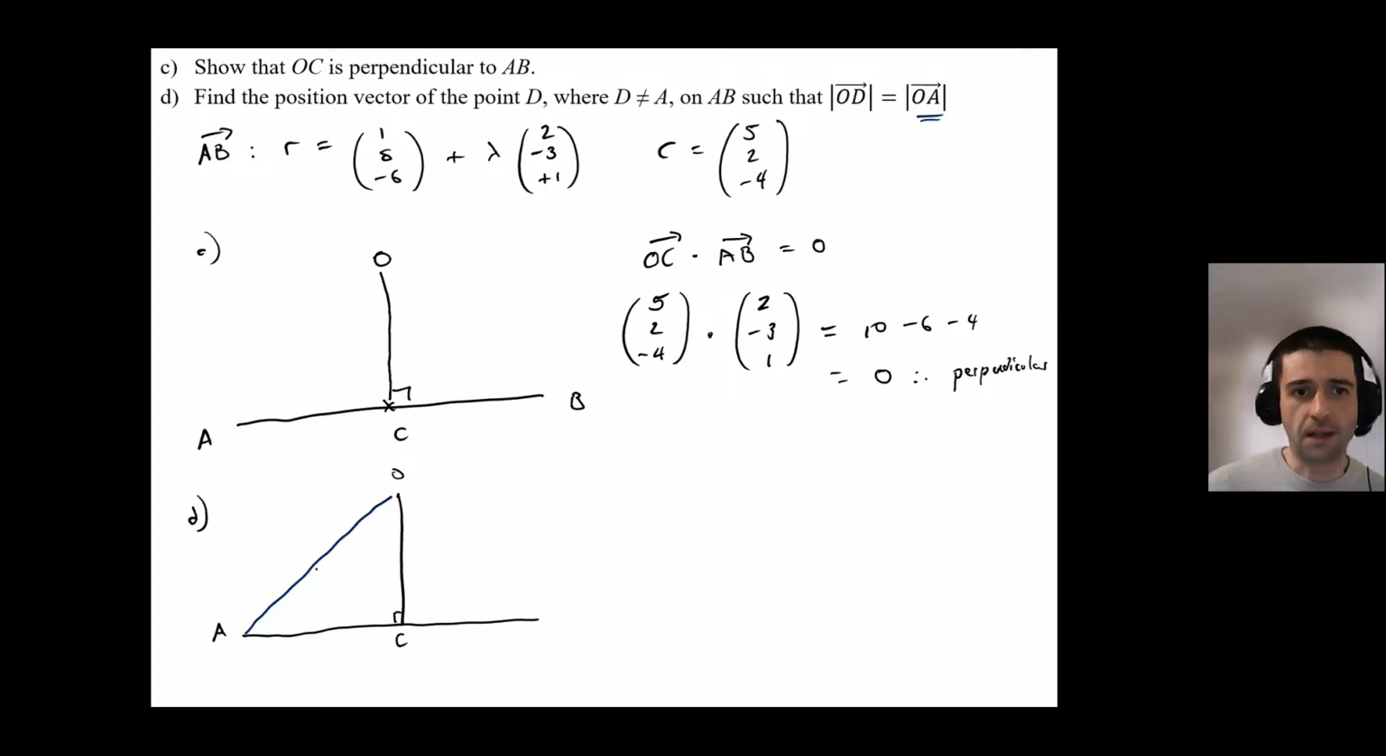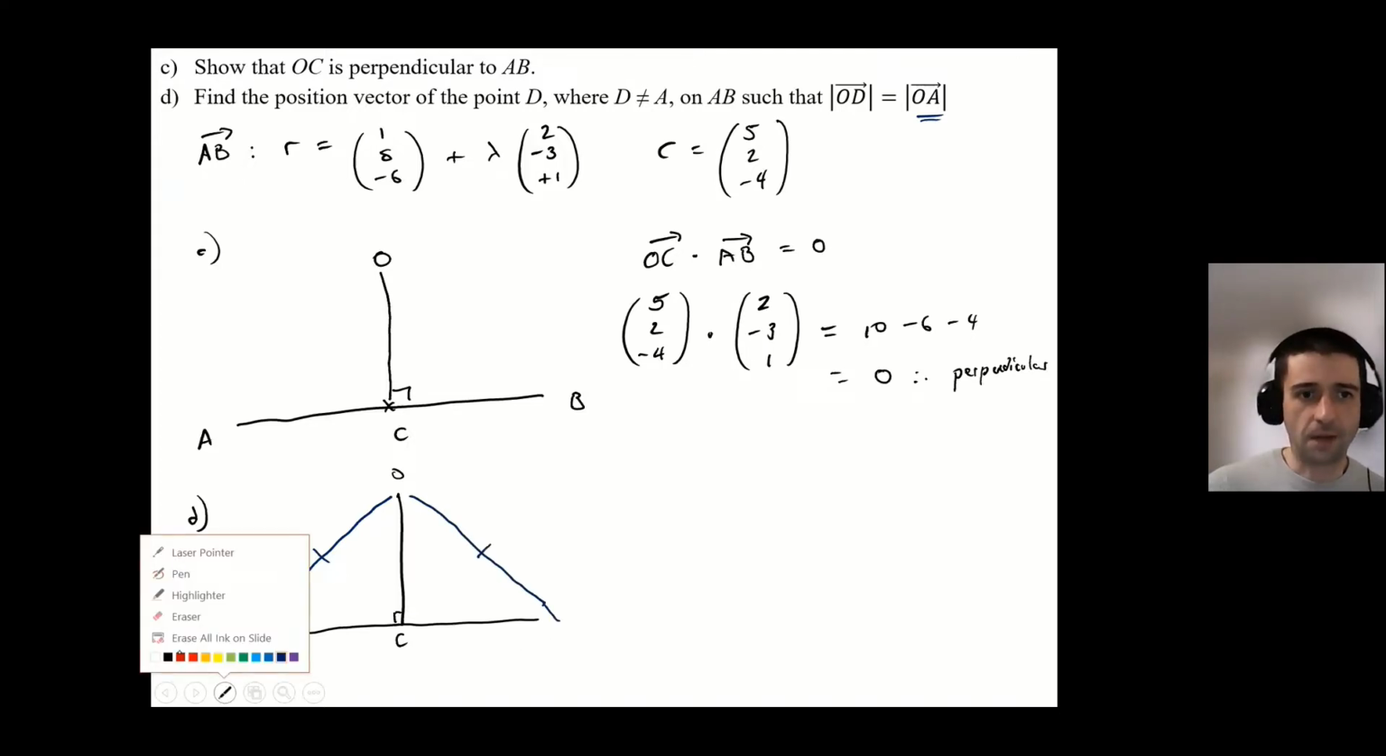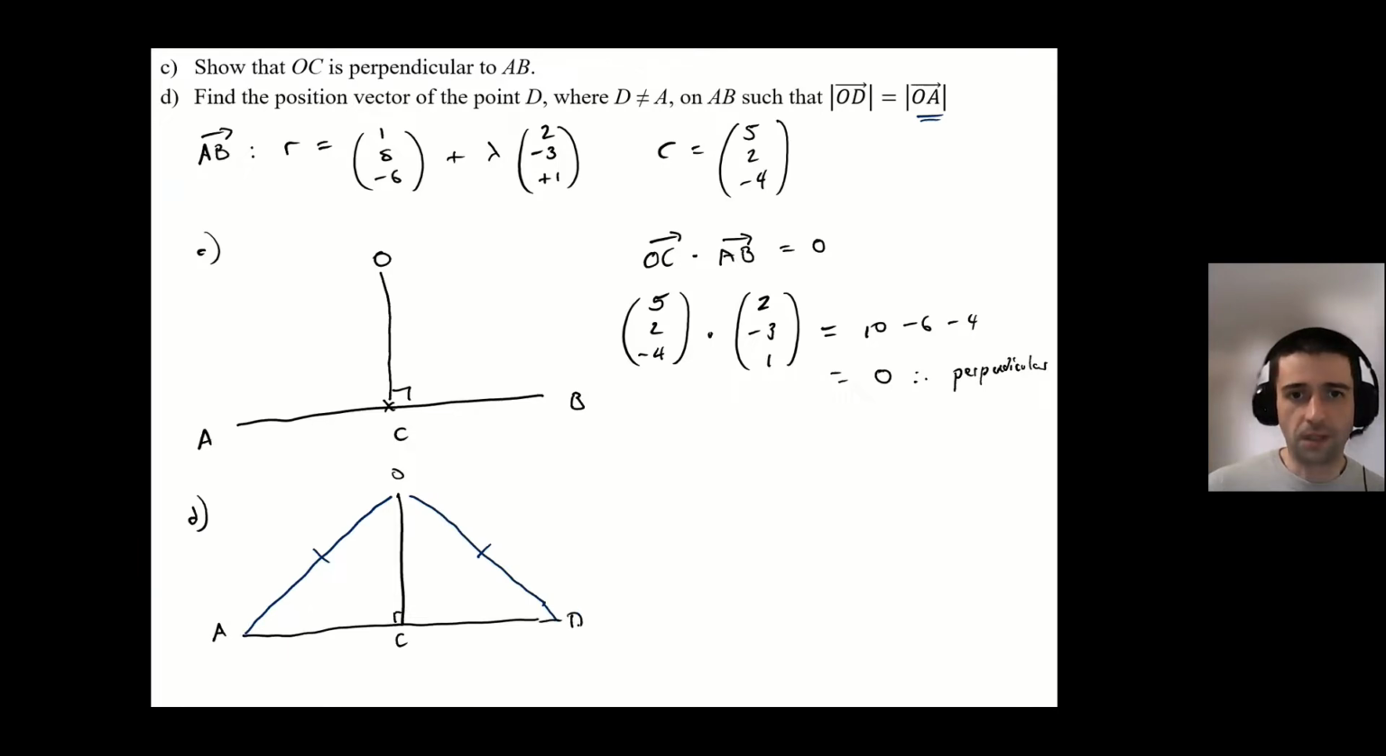Now, if O to A is the same distance as O to D, and D lies on the line, then what I must have created is an isosceles triangle, where this point D is here. Now, if O to A is the same as O to D, it follows that A to C must also be the same as C to D. So if I note down the position vector of A, which is 1, 8, -6, and the position vector of C, which is 5, 2, -4, whatever translation I've done to get from A to C, I simply need to do again to get from C to D, because these two distances are going to be equal as well.